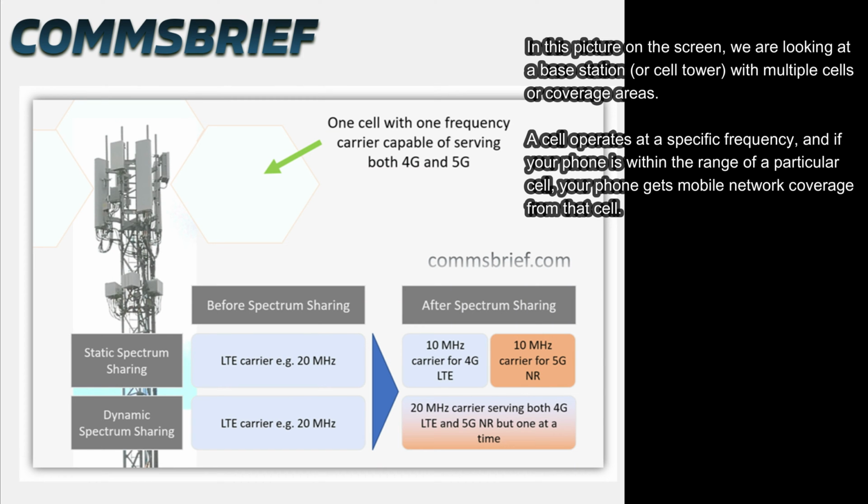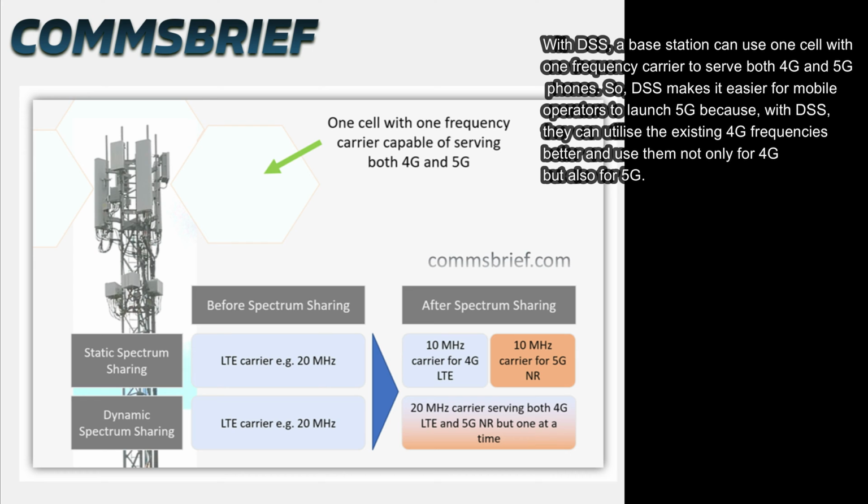In this picture on the screen, we are looking at a base station or cell tower with multiple cells or coverage areas. A cell operates at a specific frequency, and if your phone is within the range of a particular cell, your phone gets mobile network coverage from that cell. With DSS, a base station can use one cell with one frequency carrier to serve both 4G and 5G phones. So DSS makes it easier for mobile operators to launch 5G because they can utilize the existing 4G frequencies better and use them not only for 4G but also for 5G.